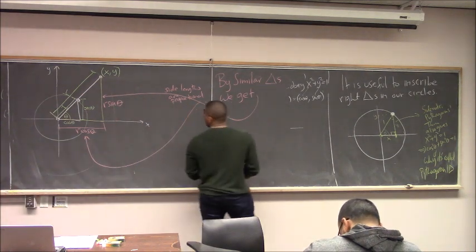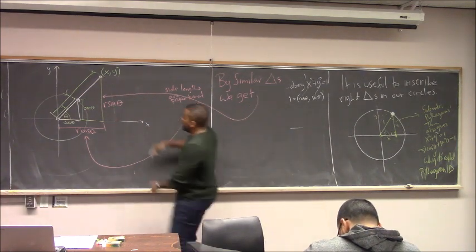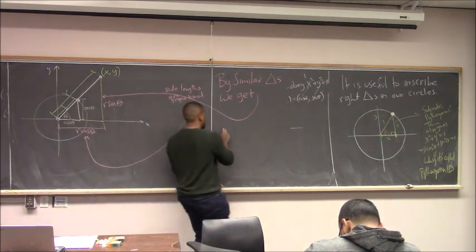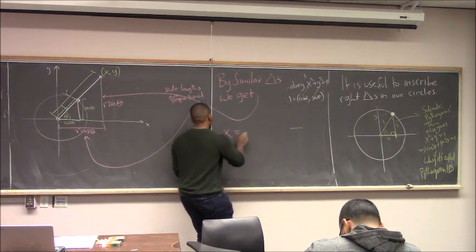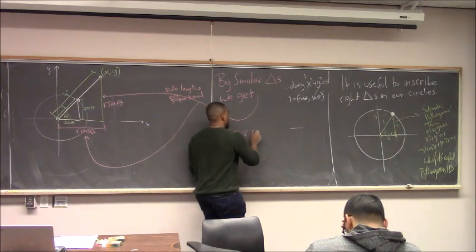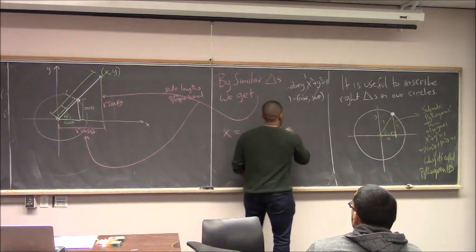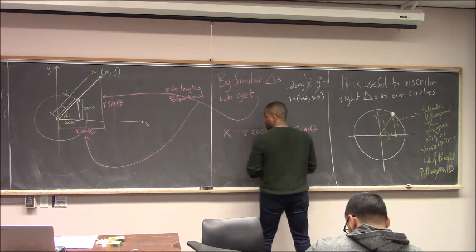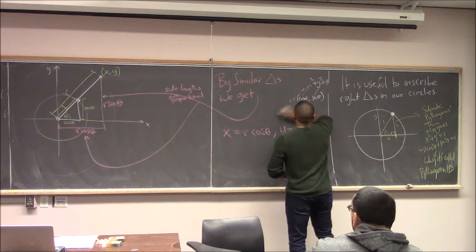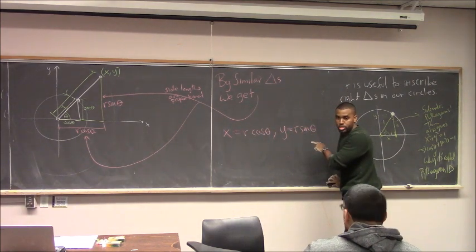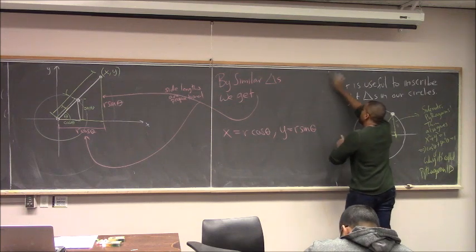So immediately we get the following two equations. Let's start with the x-coordinate. The x-coordinate of this point is going to be r times cosine. The y-coordinate is going to be r times sine. Now, these equations are going to be super important in calculus too, but we don't care about them.